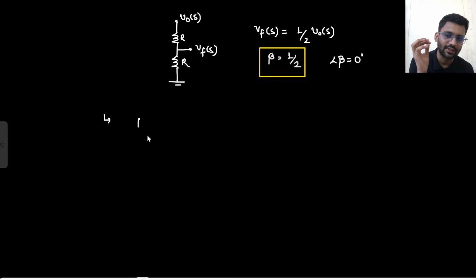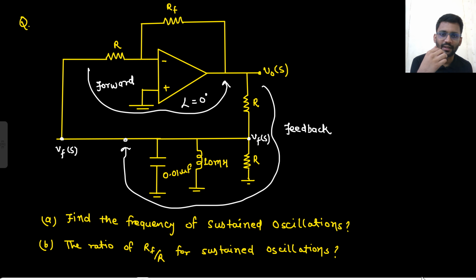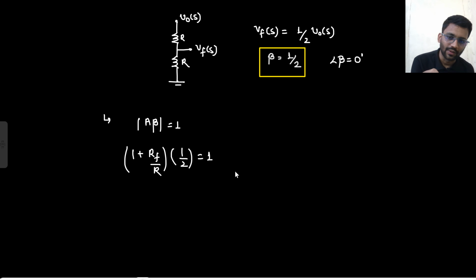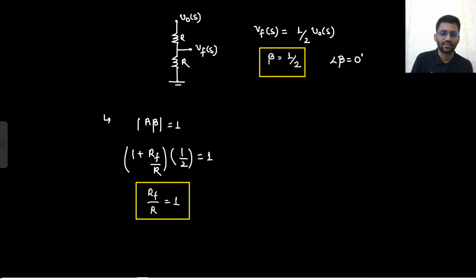Now what is the other condition for sustained oscillations? That your A beta should be equal to 1. What is your A? A was 1 plus RF by R, right? This is the forward gain from here to here, that is 1 plus RF by R. And what is the value of beta? That is 1/2. A beta should be equal to 1. What should be the value of RF by R? RF by R should be equal to 1. So you needed to find the ratio of RF by R. That should be equal to 1 for sustained oscillations.